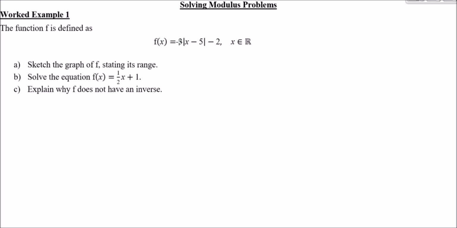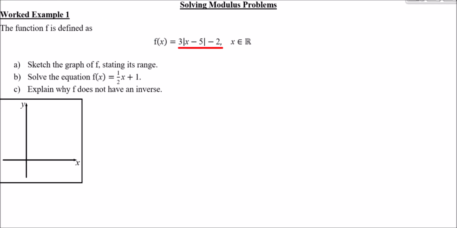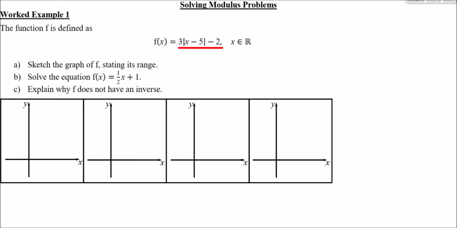We have a function f of x defined as 3 lots of mod x minus 5 minus 2, where x is any real number. We need to sketch the graph of f, stating its range. So let's just build this up step by step, like we have done in previous chapters. The f of x graph will be in red when we're finished, but we'll start from a basic parent function. So let's just get some axes on, and we'll sketch step by step.